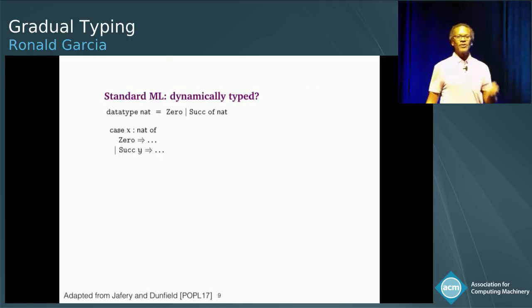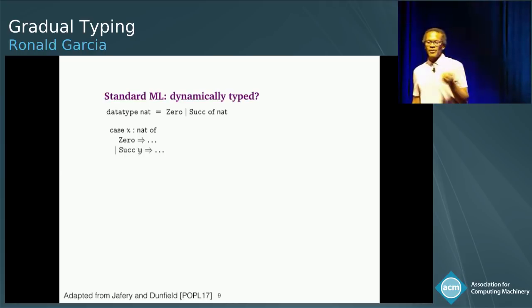Standard ML, and you know that it's dynamic. It's a dynamic language. You have to look no further than its algebraic data types, which allow you to do things like encode the natural numbers as being 0 or the successor of a natural number. And then you use this case mechanism to dispatch and figure out whether you have a 0 or a successor.